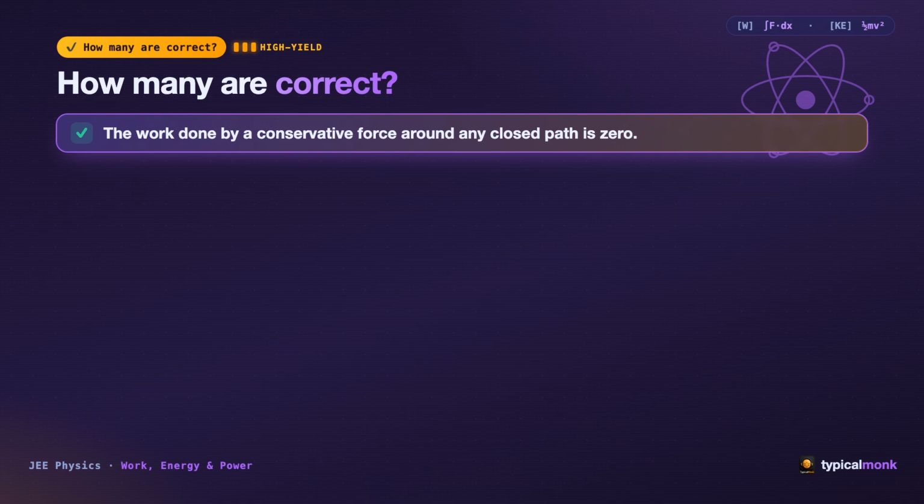Use a favorite JEE format. I will read some statements. You silently count how many are correct. Statement 1. The work done by a conservative force around any closed path is 0. Hold your verdict.